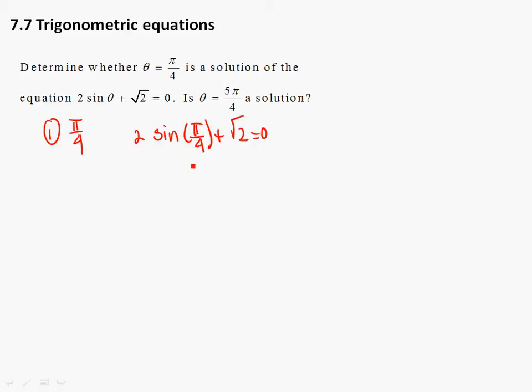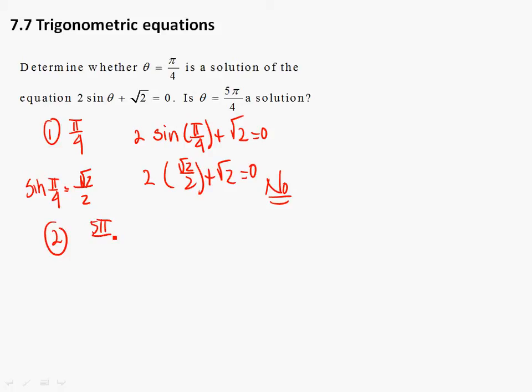And the sine of pi over 4 is? Okay, I'll use your version. Square root of 2 over 2. So 2 times square root of 2 over 2 plus the square root of 2, and that's supposed to be 0. Is that true? Okay. So this one is no.